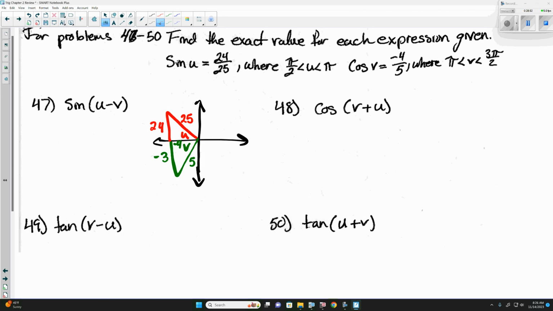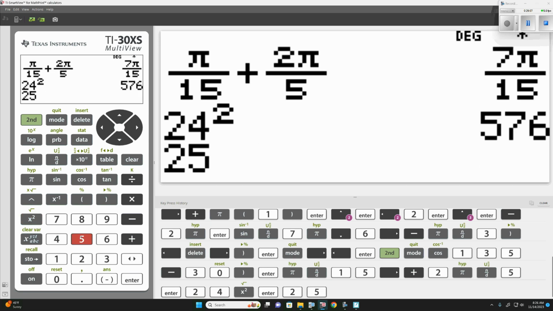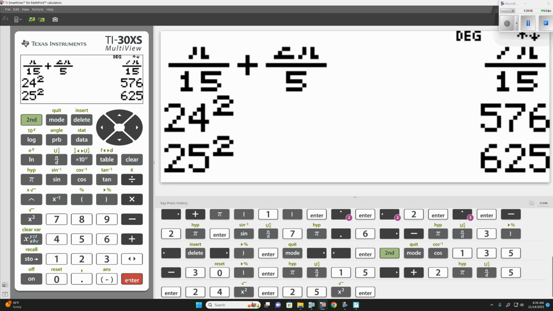So we do need to find out what that is, and we could do it off to the side, saying a squared plus 24 squared is equal to 25 squared. 24 squared, 576, 625.